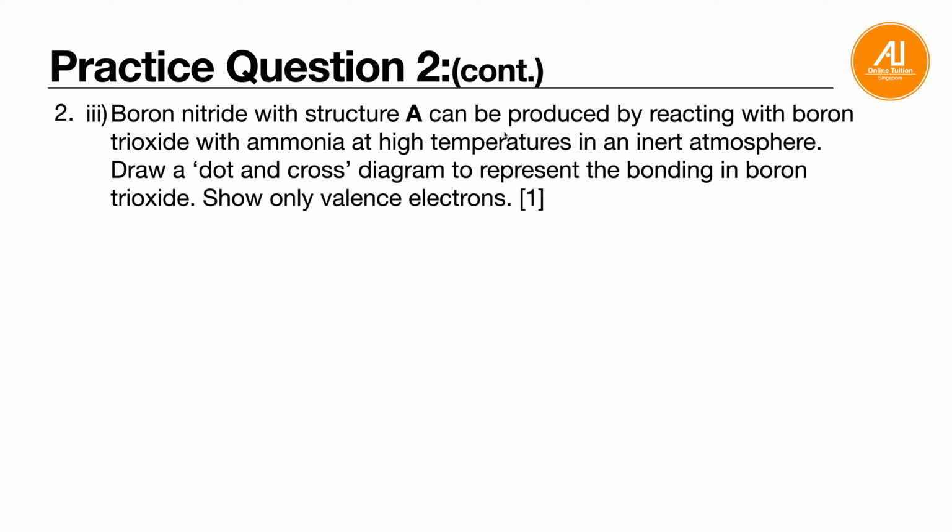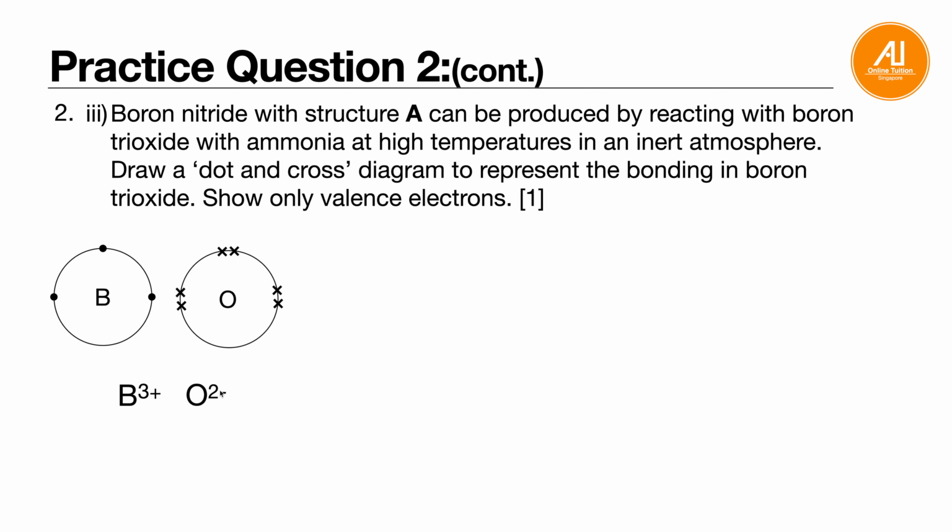And then the last bit, draw a dot and cross diagram to represent the bonding in boron trioxide. So boron is group 3, 3 valence electrons. Oxygen, group 6, 6 valence electrons. So boron will be 3 plus, oxygen will be 2 minus. When you cross it, you get B2O3. So the structure is made out of 2 boron and 3 oxygen. Oxygen will need 2 bonds, because you need 2 more electrons. So if you realize the structure, it will look something like this.